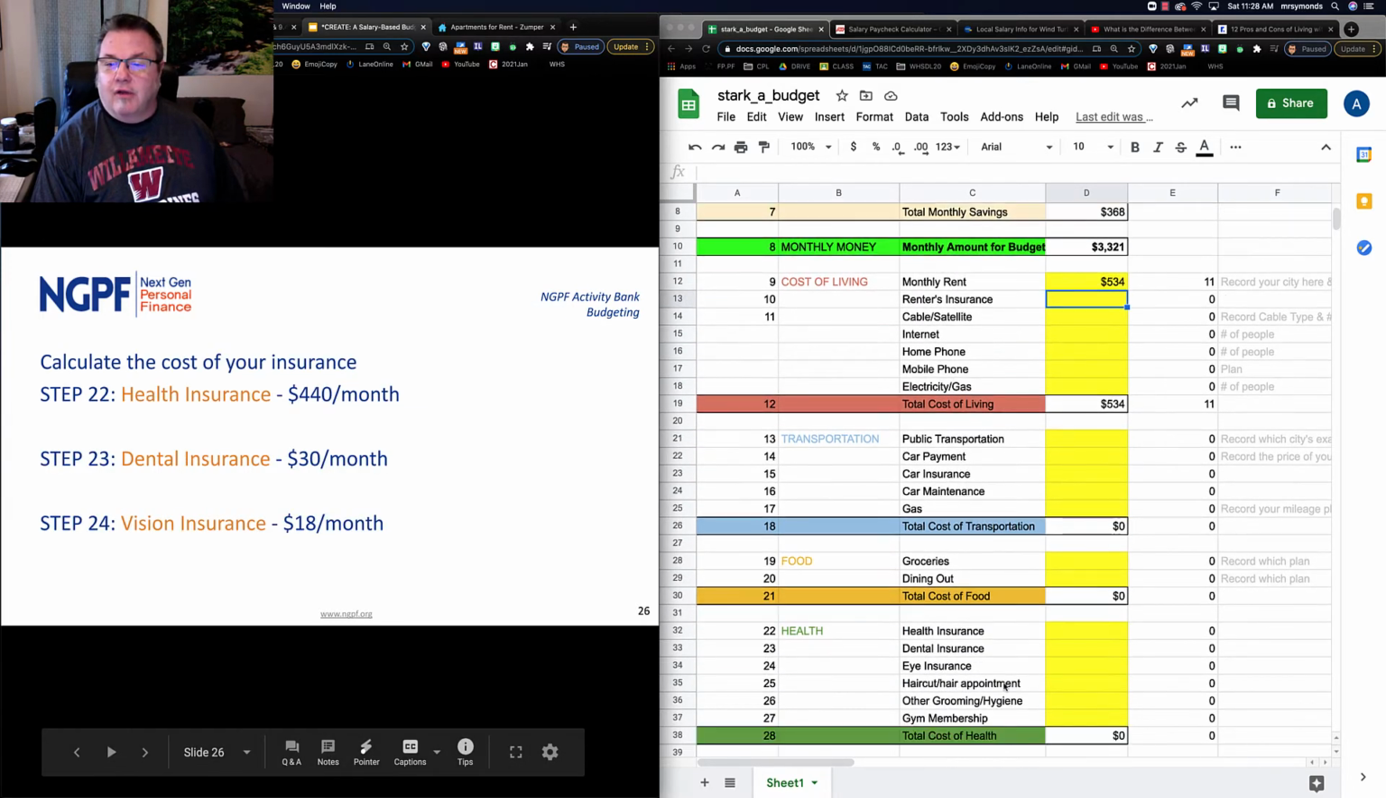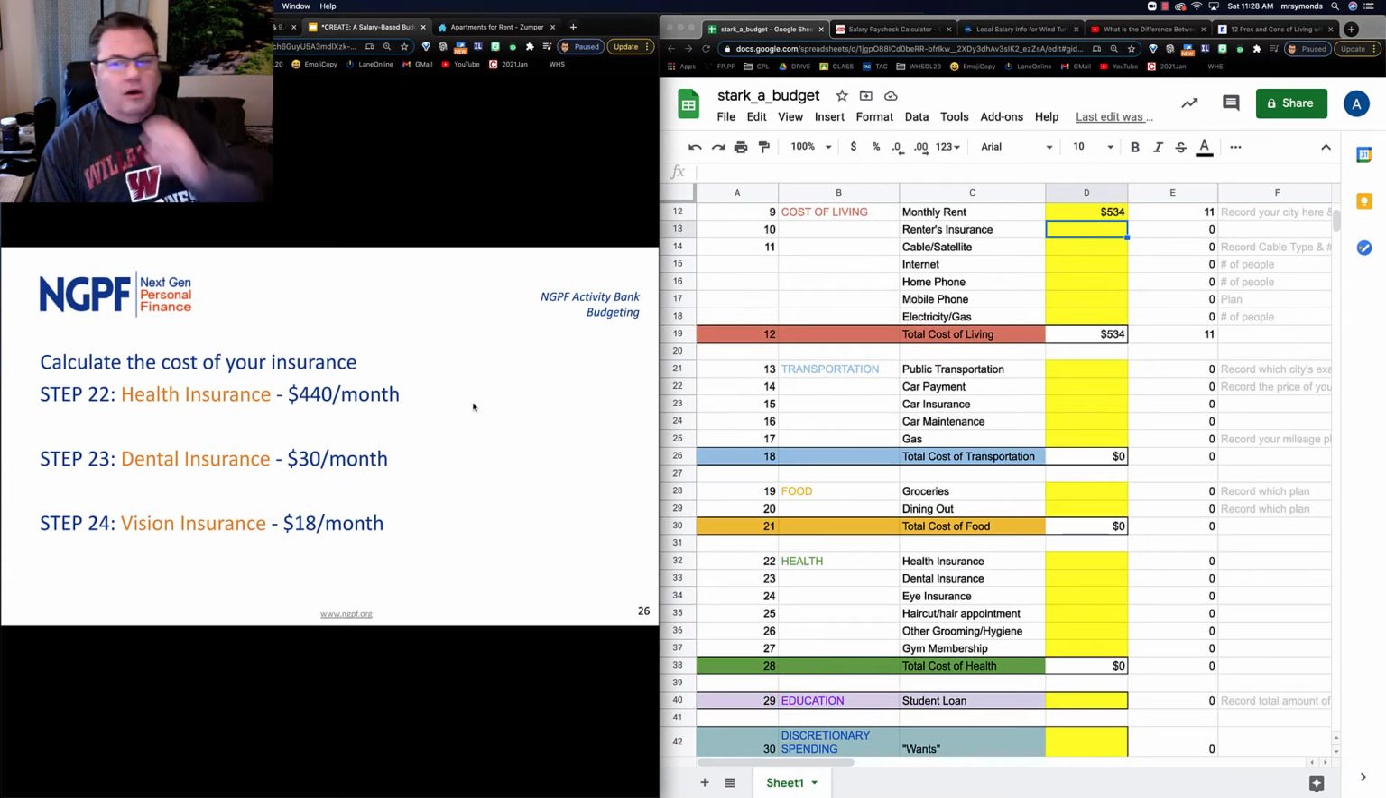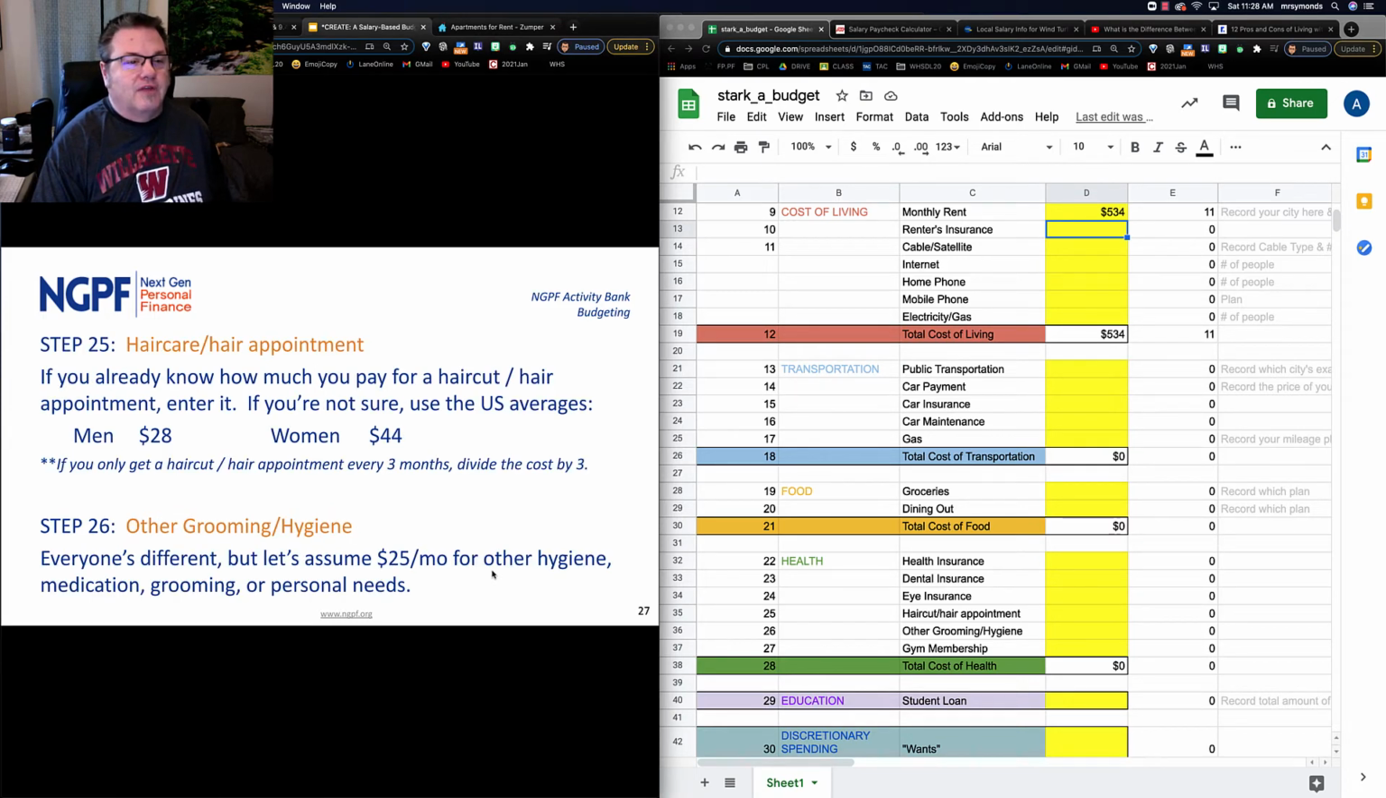And now we get down to health insurance. Now, if you want to, you can go back to our Obamacare research that we did and figure out that you can pay less than $440 a month for health insurance, okay? But you need to get an authentic number and say where it came from, okay? So make sure we know where it came from for your health insurance. Dental insurance about $30, vision 18. That's eye insurance.